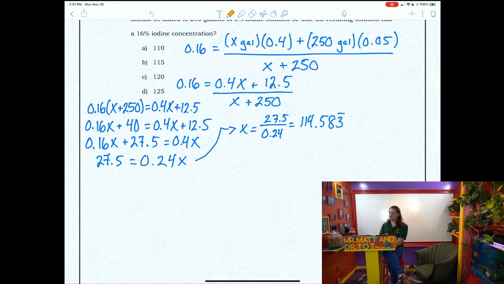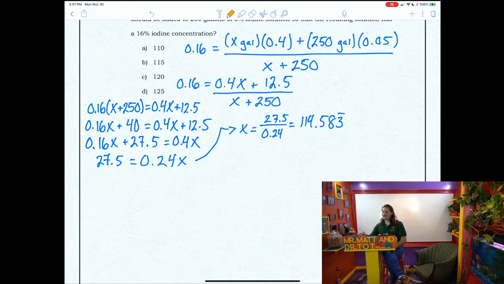Simplifying through, that's going to be 0.16 is equal to 0.4x plus 12.5, just multiplying the 250 times the 0.05, quantity divided by x plus 250. So I multiplied by x plus 250 on both sides, distributed through, and then I'm just solving for x.